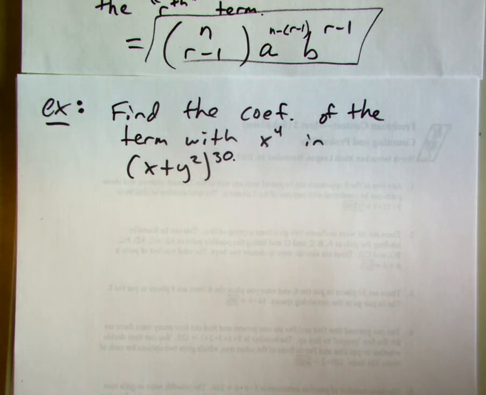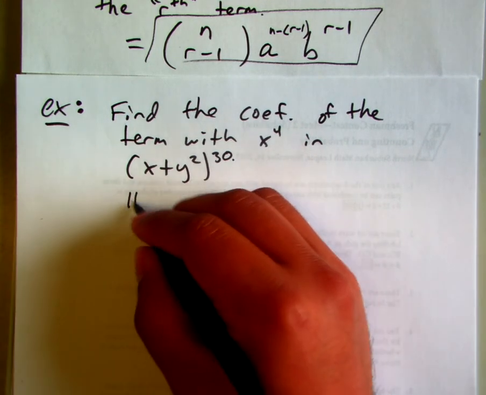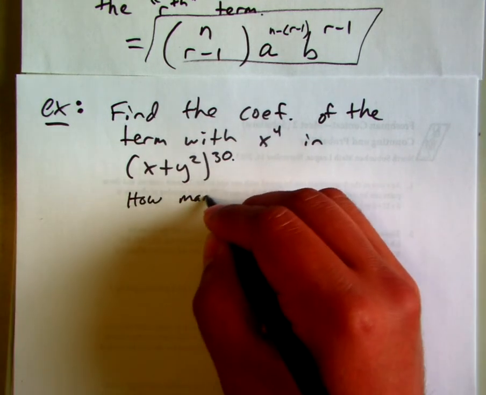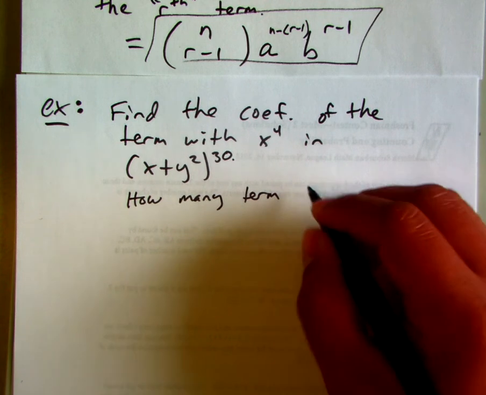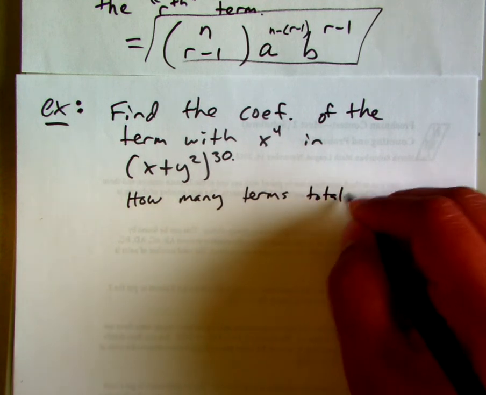So let's see if we can figure this out. Here's a couple of questions to get you to think about it. How many terms total will there be? Have we seen the pattern yet?